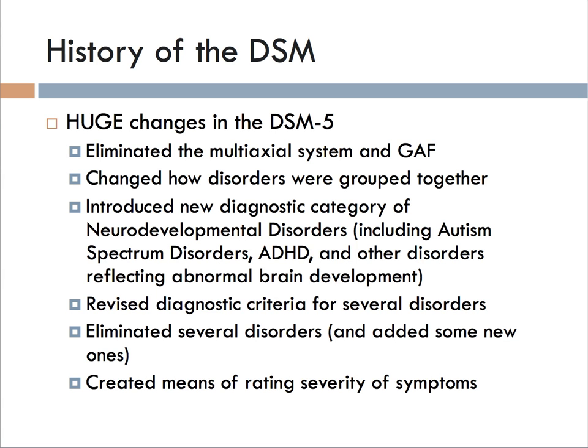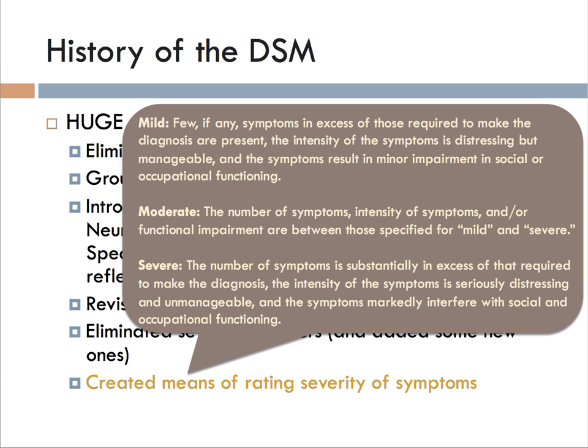In addition, the DSM-5 also included a number of additional changes, including changing how disorders were grouped, introducing a new diagnostic category, revising the diagnostic criteria for several disorders, eliminating several disorders and adding some new ones, and creating a way of rating the severity of symptoms, which was intended to replace the GAF rating system that was used in the multi-axial approach. So now, rather than giving someone a number to capture the severity of their symptoms, we instead categorize someone's symptoms as mild, moderate, or severe.